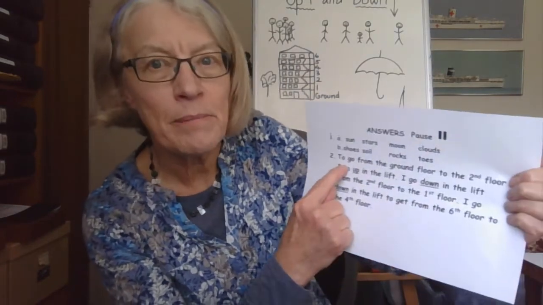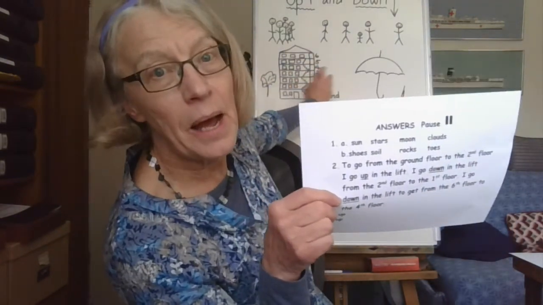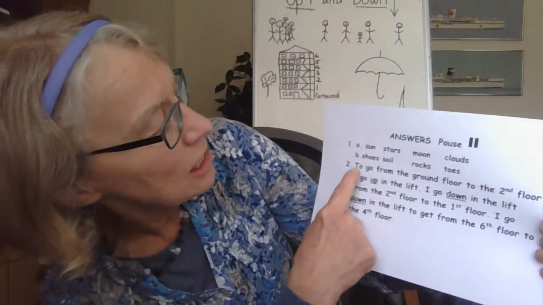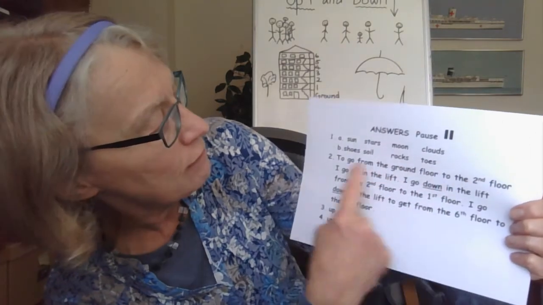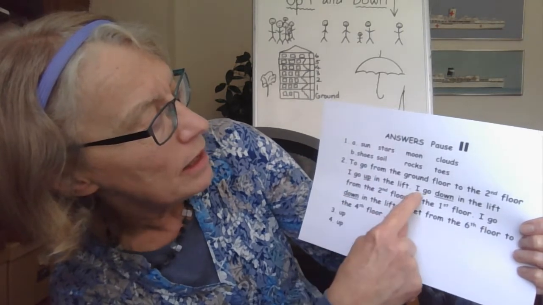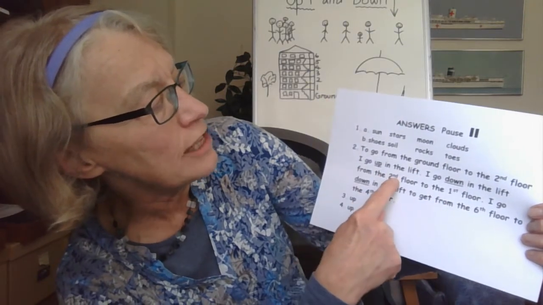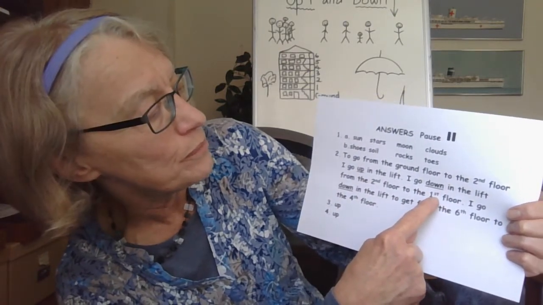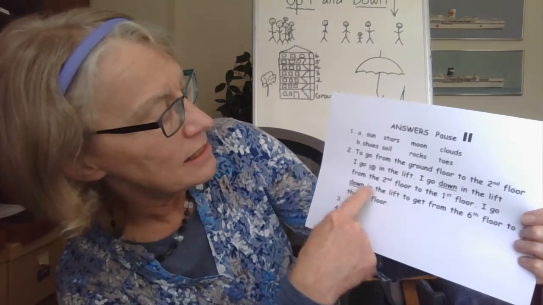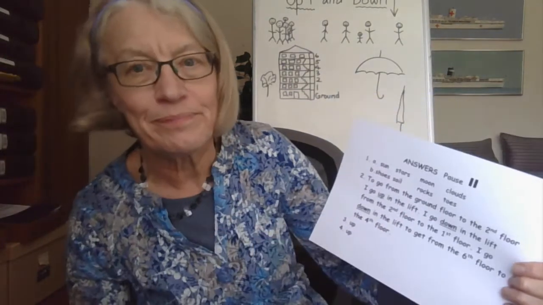Okay, and then if you remember, you had to put up or down in all the sentences about this block of flats. So here we are. I've underlined the answers. To go from the ground floor to the second floor, I go up in the lift. So that's your first answer. I go down, your second answer, in the lift from the second floor to the first floor. I go down in the lift, there's the next answer, to get from the 6th floor to the 4th floor.